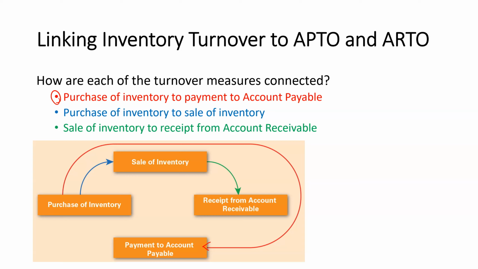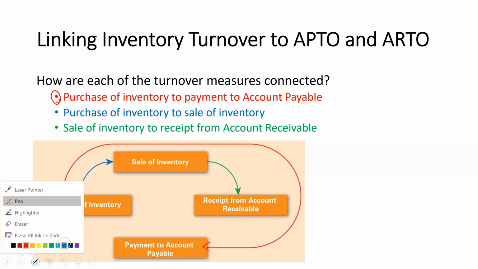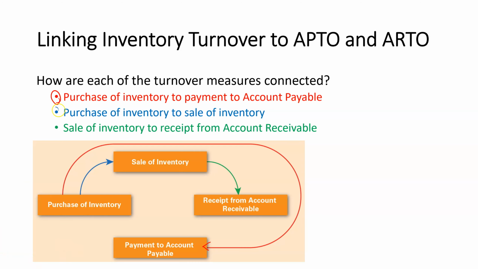So when we purchase inventory, most of the time we're going to do this on credit. And so whenever we purchase inventory, that's going to lead to a payment that needs to be made to our supplier, or our accounts payable. So we can see that there's a connection between the inventory we purchase and the amount we have to pay back to our suppliers. The second one we've got here in blue is the purchase of inventory to the sale of inventory. And we know that there's no point purchasing anything unless we're going to try and then sell it.